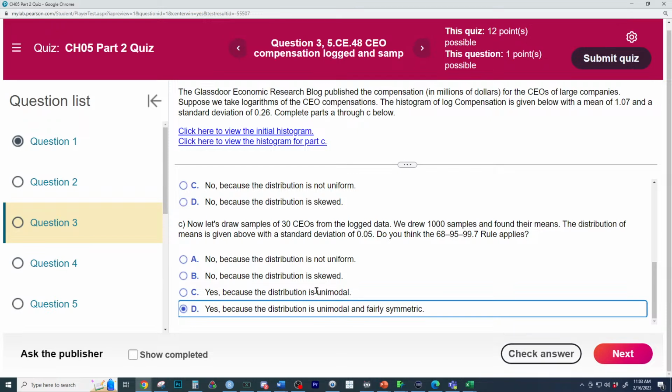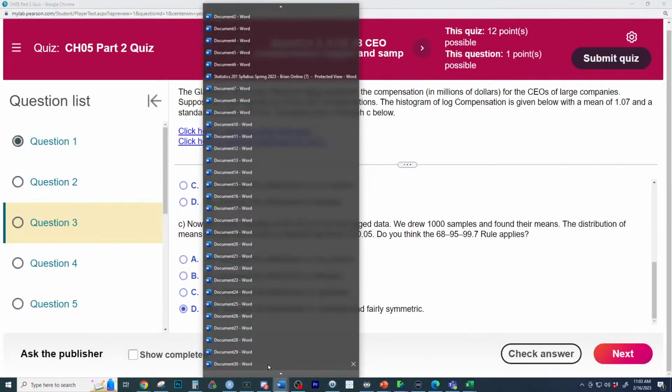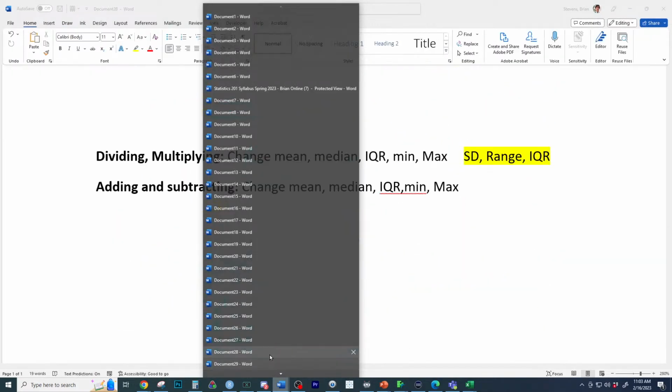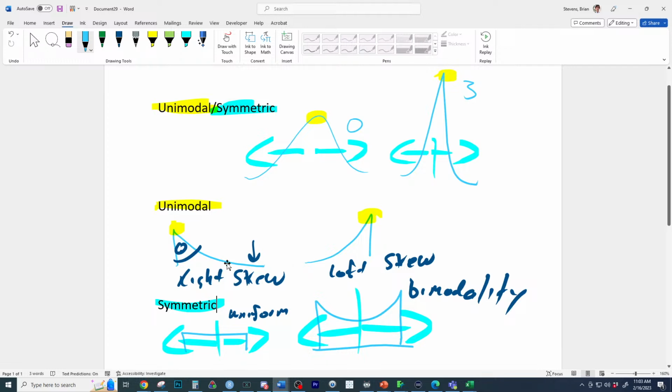It can't just be unimodal, because it could be one mode that doesn't show the symmetry. We had a really good drawing of this. There it is right there. Oh, it's this one. If you just have something that's unimodal, it could be skewed. So for the 68, 95, 99.7 rule to apply, we have to have unimodal and symmetric. You could just have symmetric, but you could have things like bimodality or uniform. You could have things like unimodal right skew, unimodal left skew. So we want modality. Thank you so much. We'll put that here next.